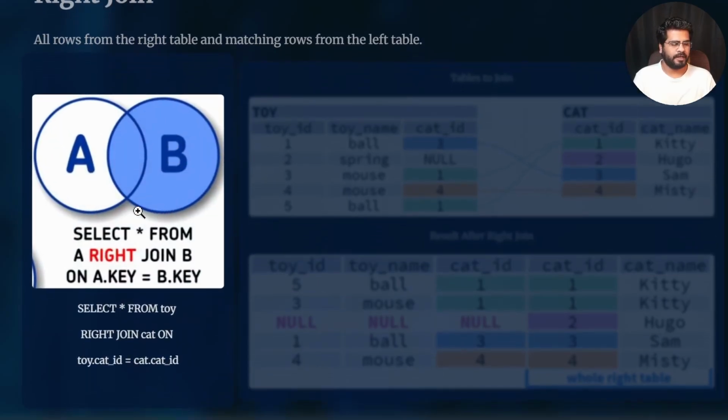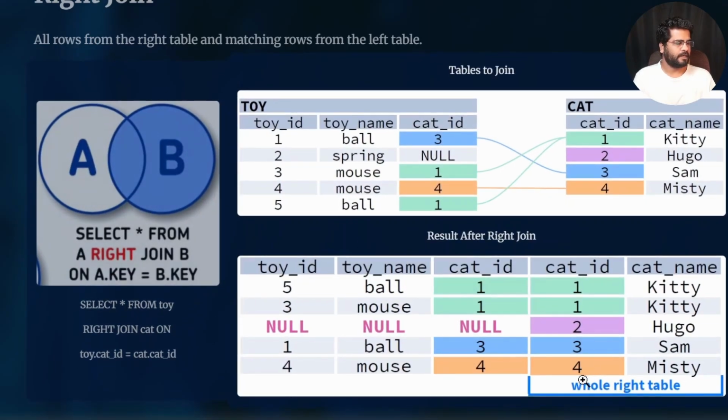If we look at our Venn diagram, when we apply the right join, we get all the rows from the right table, that is table B, and only those rows which match the condition from table A, which is the left table. So when we apply the right join in our case, we get the whole right table and only the matching rows from the left table. For rows where there is no match in the left table, null values are returned for the left table's columns.